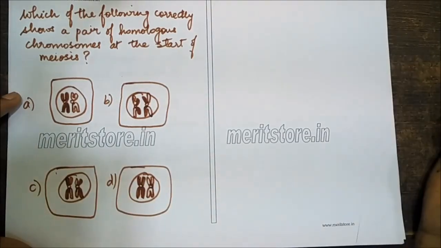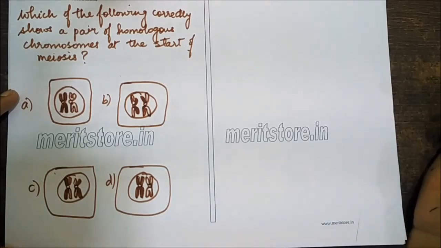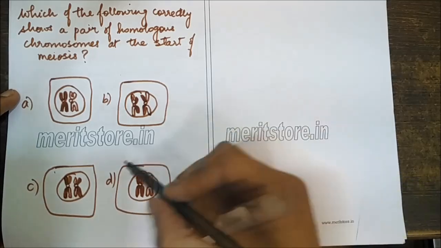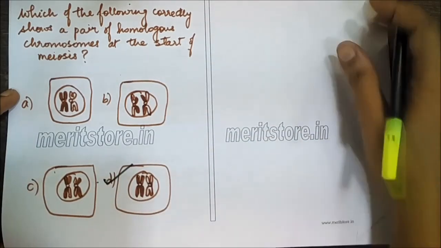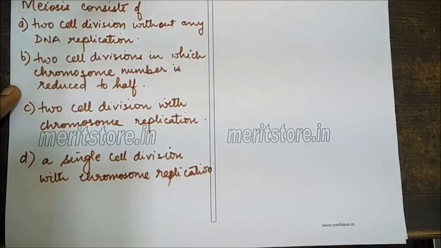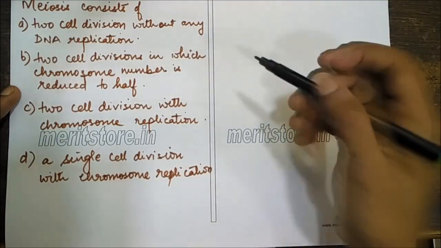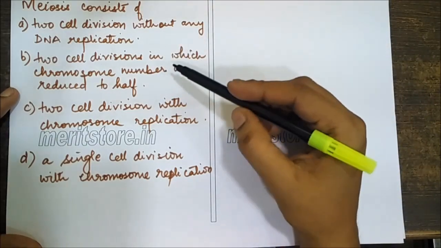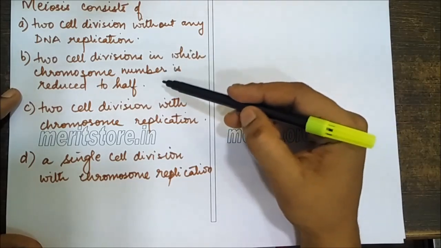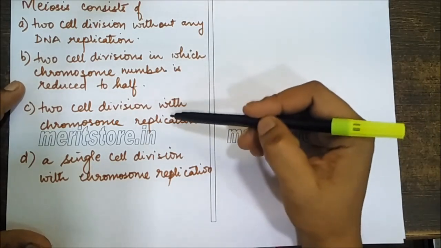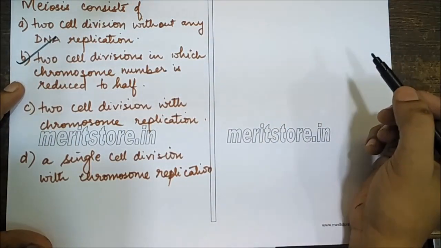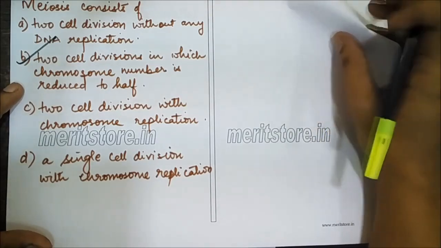Which of the following correctly shows a pair of homologous chromosomes at the start of meiosis? So we can correctly see from the diagram, option D shows a homologous pair of chromosomes. Next, meiosis consists of 2 cell divisions without any DNA replication, 2 cell divisions in which the chromosome number is reduced to half. The cell division with chromosome replication is single cell division. Correct option is 2 cell divisions in which the chromosome number is reduced to half.